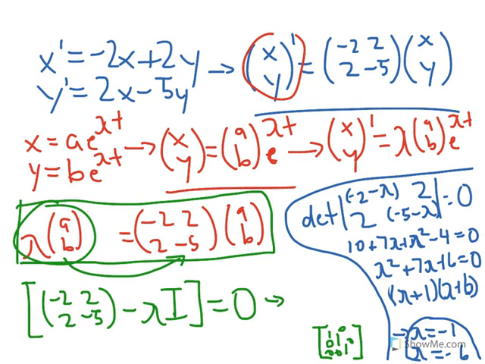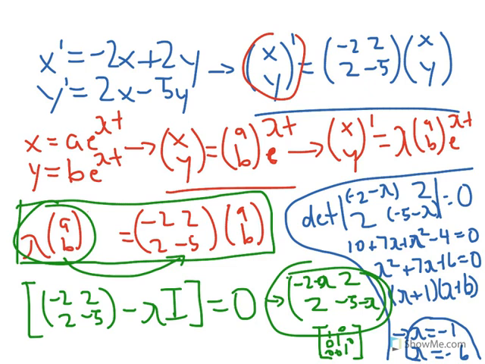We would get our matrix [-2 minus lambda, 2; 2, -5 minus lambda]. Remember, our identity matrix is 0 everywhere else than the diagonals. This is the same matrix that we calculated in our other method. Notice that this matrix is simply our coefficient matrix from the last time.